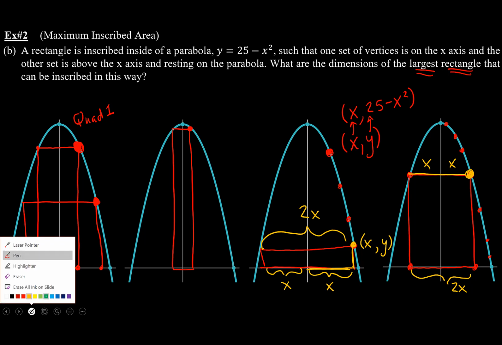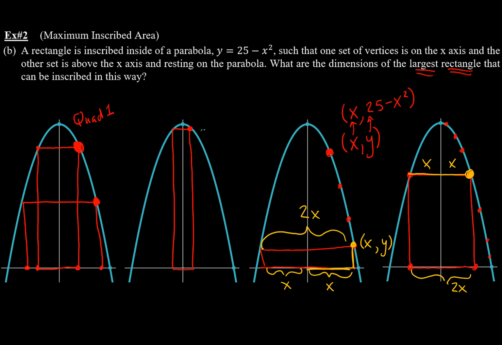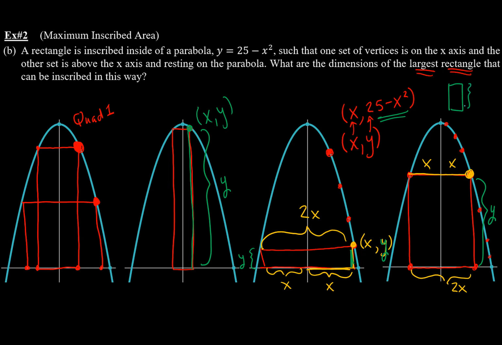Well, let's look at the height of the rectangle. So here, I've got a height of a rectangle. It goes from here to here. And if I look at the coordinates, the height of all of these rectangles is just y. But we know that y is like saying 25 minus x squared. So when I find this height of y here, I'm going to say that this is a rectangle that has a height of 25 minus x squared.